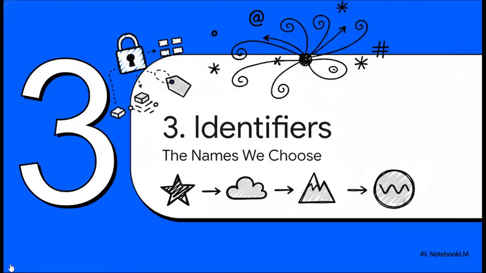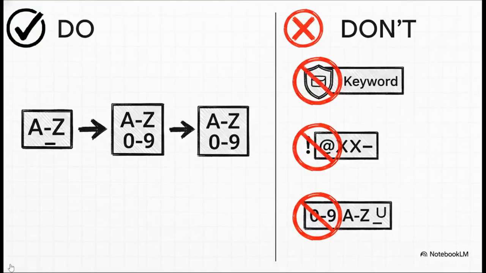Next up, let's talk about identifiers. So if keywords are the language's fixed grammar, identifiers are the custom names we get to create. They're the names we give to our data, our functions, all the stuff we build. But you can't just name them anything you want. There are a few simple rules you've got to follow. An identifier has to start with a letter or an underscore. After that, you can throw in more letters, numbers, or underscores. And of course, you absolutely cannot use a keyword, and most special characters are off limits too.